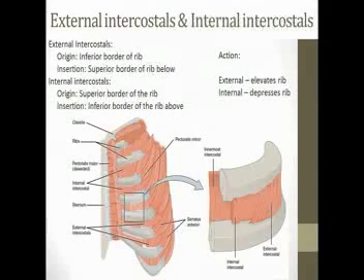The external intercostals and internal intercostals. You need to know the origin and insertion for these. The external intercostals originate on the inferior border of the rib and insert onto the superior border of the rib below, while the internal intercostals originate on the superior border of the rib and insert onto the inferior border of the rib above. Their actions: the external intercostal elevates the rib, while the internal intercostal depresses the ribs.